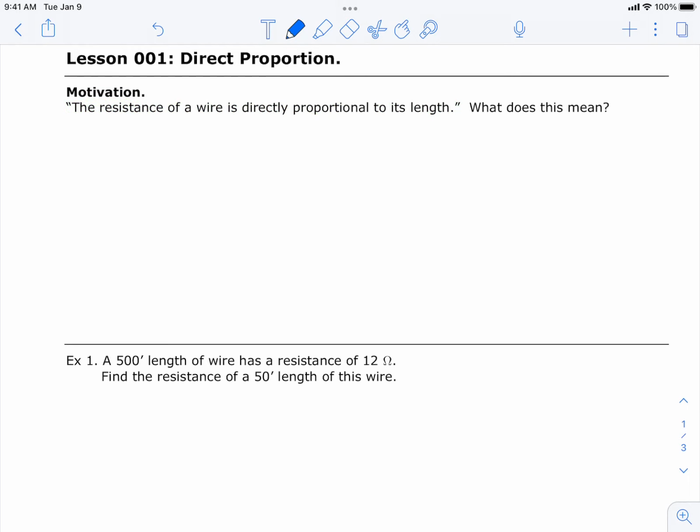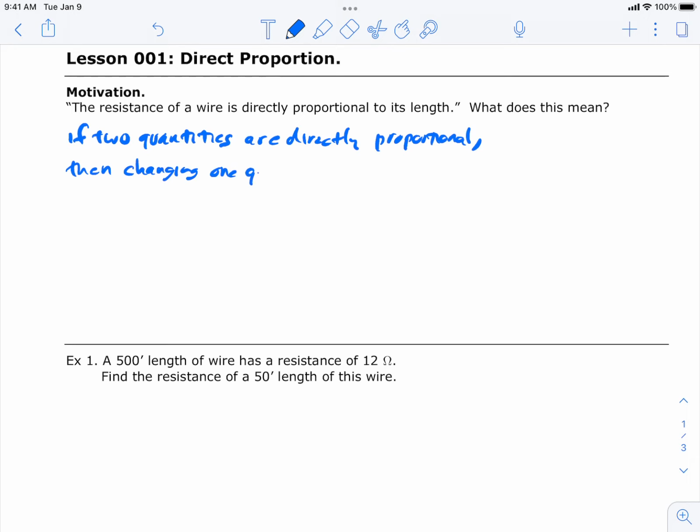Well, I'm going to write this out. If two quantities are directly proportional, then changing one quantity will change the other in the same way.